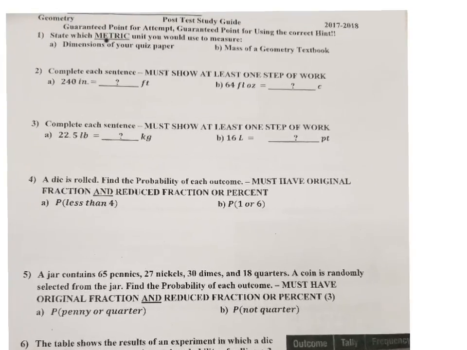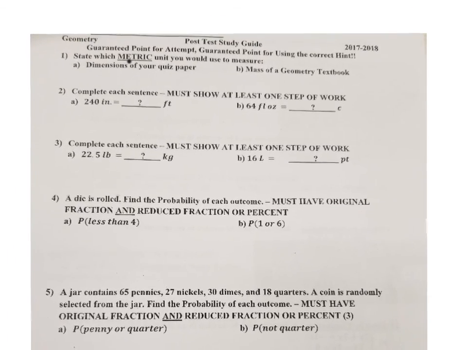Alright, today we're going to go over the post-test study guide for 1 through 9. The first 9 problems are pretty easy. State which metric unit you would use to measure the dimensions of your piece of paper. Metric is like centimeters, meters, kilometers. So for number 1, I would use centimeters.